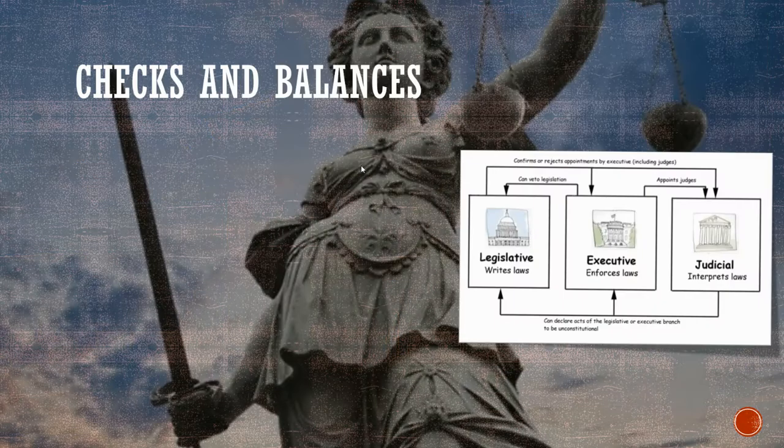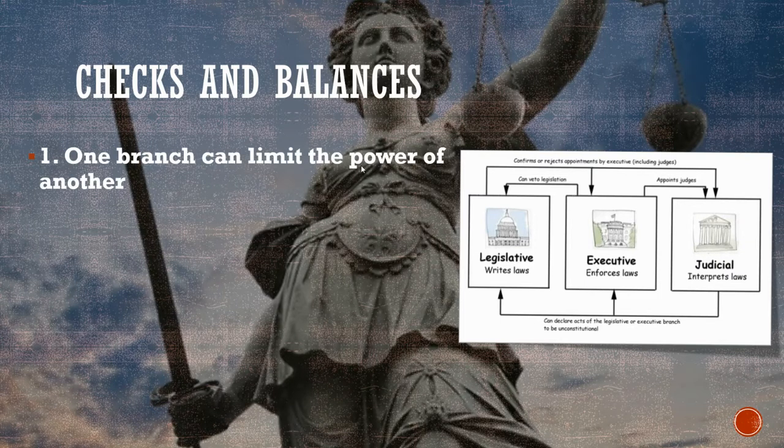And the principle in the Constitution that makes sure not one branch of government can become too powerful is the system of checks and balances. It's this idea that one branch of government can limit the power of another. So each branch of government has the power to do something called check another branch of government.